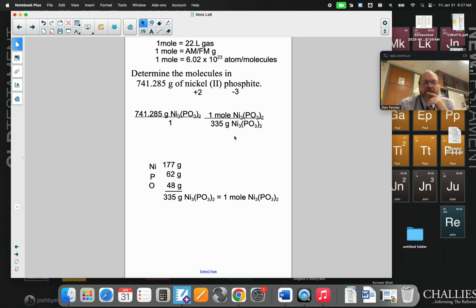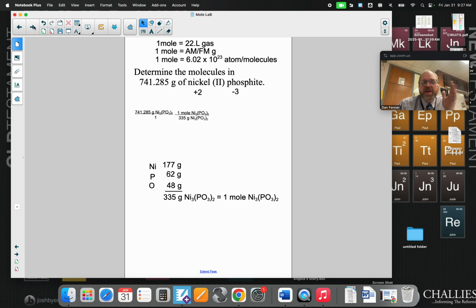So that way my grams cross out, grams on the bottom, moles on top. I'm going to make it a little smaller here to make space. And then we're using Avogadro's number because we need molecules. Moles cross out, grams cross out. We're in molecules. Multiply across, take 241.285 times 6.02 times 10 to the 23rd, divide by 335. And the answer is 1.33210 times 10 to the 24th.